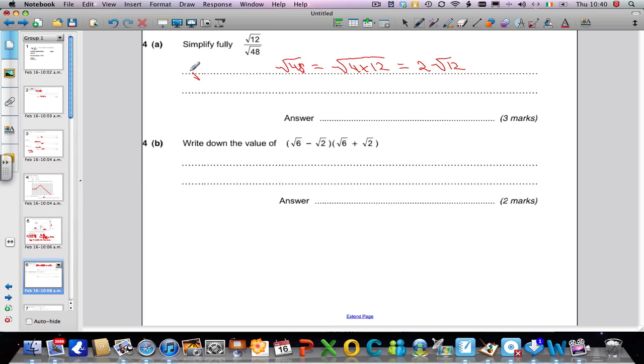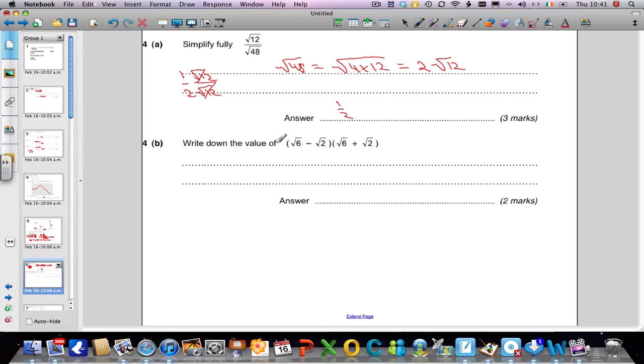So we end up with root 12 divided by 2 root 12. Root 12 into root 12 goes once. So we end up with, this simplified fully is a half. Nice handy 3 marks there.